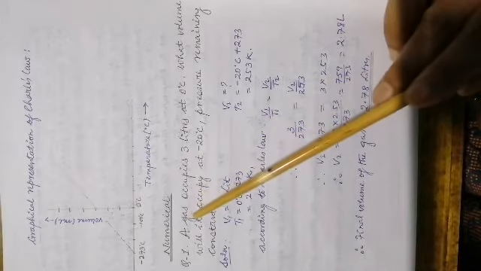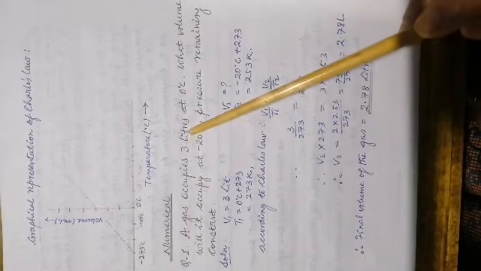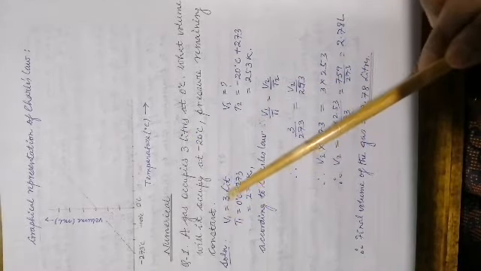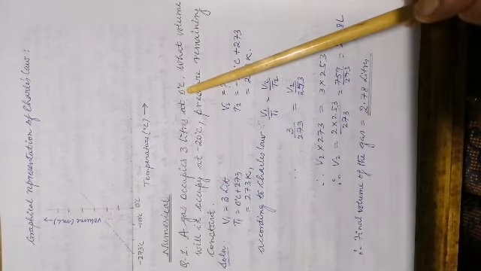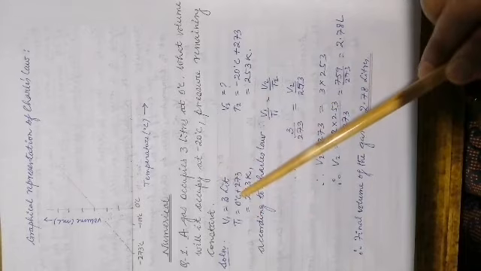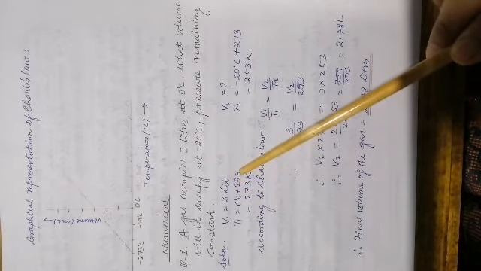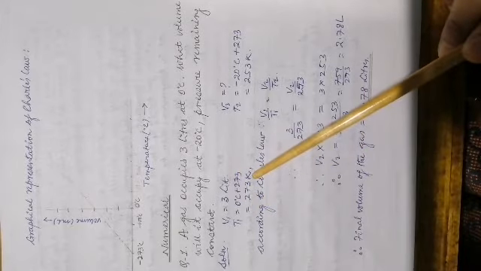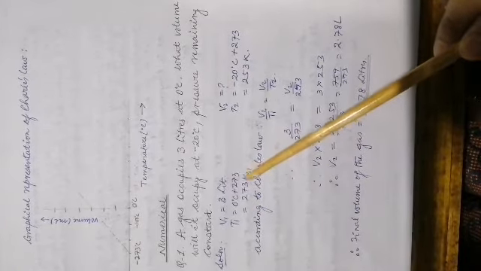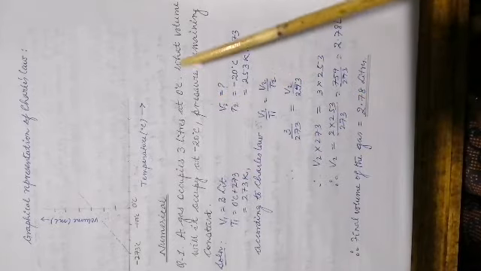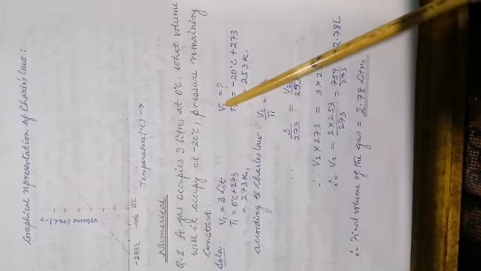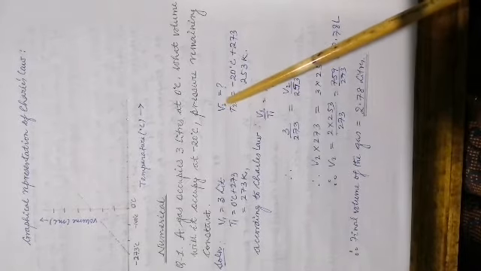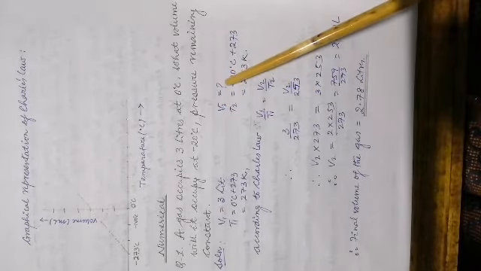So, the initial volume is 3 liters, so I write here V1 equals 3 liters. And the initial temperature is 0 degrees Celsius, so I have written T1 equals 0 degrees Celsius. Now, I have added 273. Why? I am going to convert it into Kelvin. Is that okay? Now, what volume will it occupy? That means I have to calculate the volume V2, so I put a question mark.